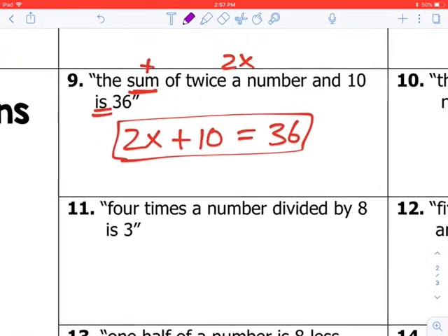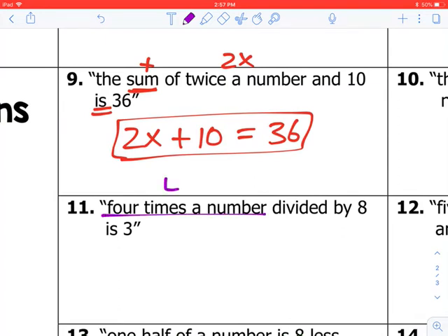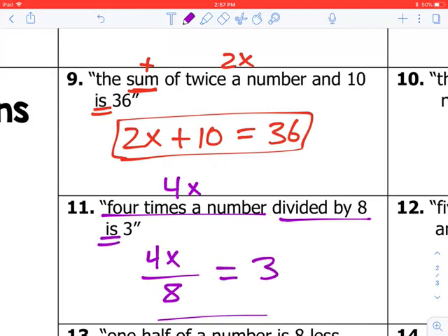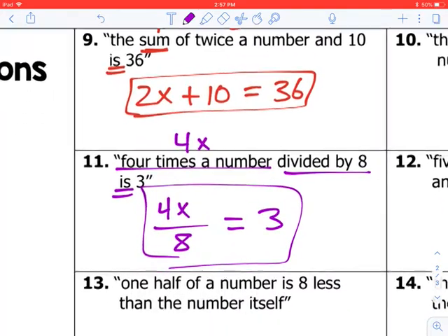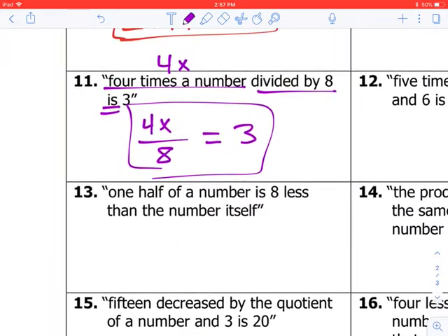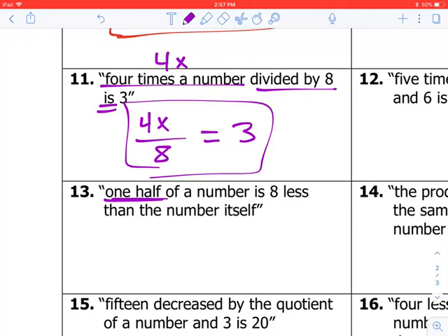So same thing here. 4 times a number, so that's 4x, divided by 8. So 4x divided by 8 is 3. And there we are. Here we have 1/2. So we said 1/2 on the other side is like dividing by 2. So 1/2 of a number is like x divided by 2 is 8 less than the number itself.